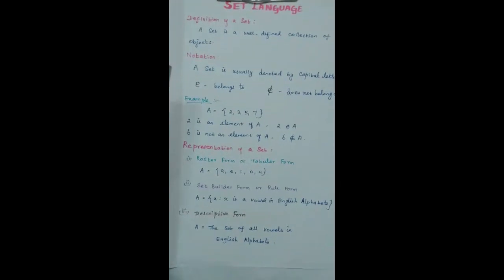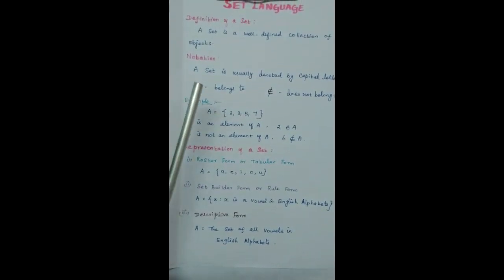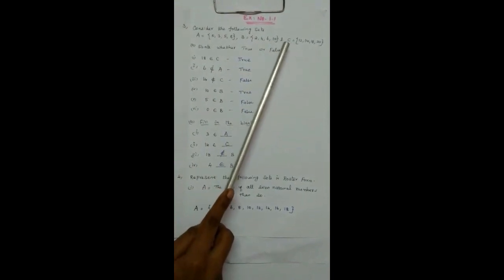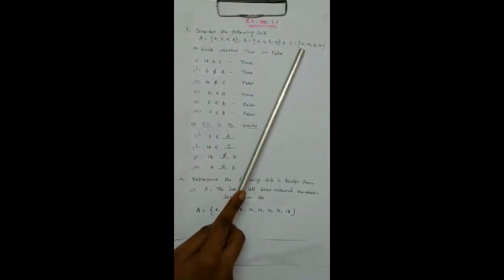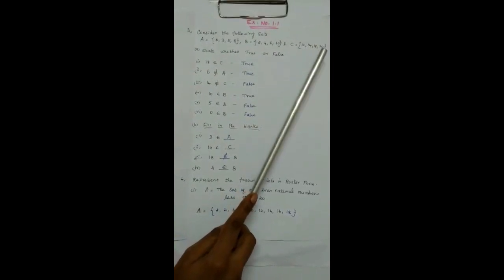Now, next we are going to see problems based on set language. Exercise number 1.1, third question. Consider the following sets. A is equal to {0, 3, 5, 8}. B is equal to {2, 4, 6, 10}. And C is equal to {12, 14, 18, 20}. State whether true or false.